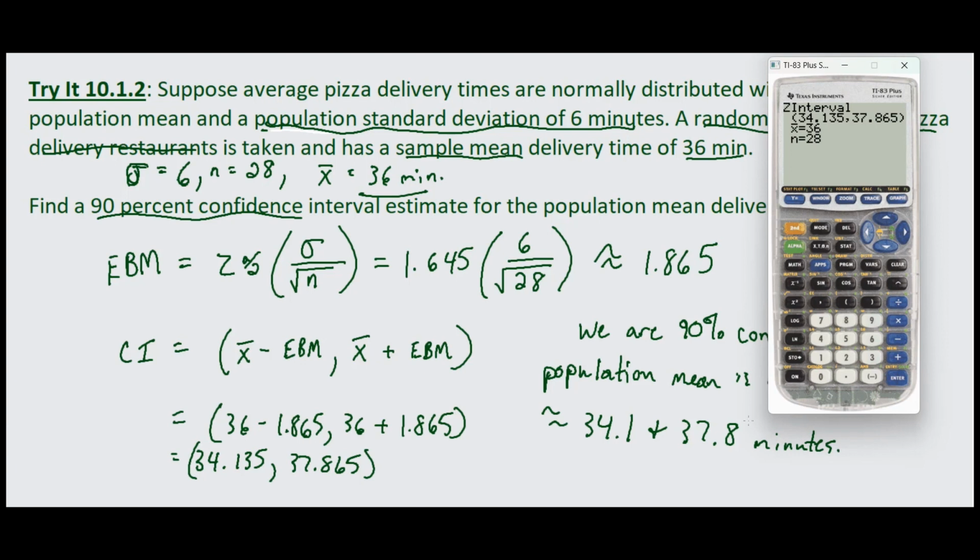I did notice, though, I rounded incorrectly. This should be 37.9 minutes, which I should have seen from the 37.865, not 37.8. So again, showing us it's always good to check, especially when it's something as simple as just entering in a few statistics, hitting enter, and it giving us the interval to check the solution that we've already found. So we are 90% confident that the true population mean is between 34.1 and 37.9 minutes.